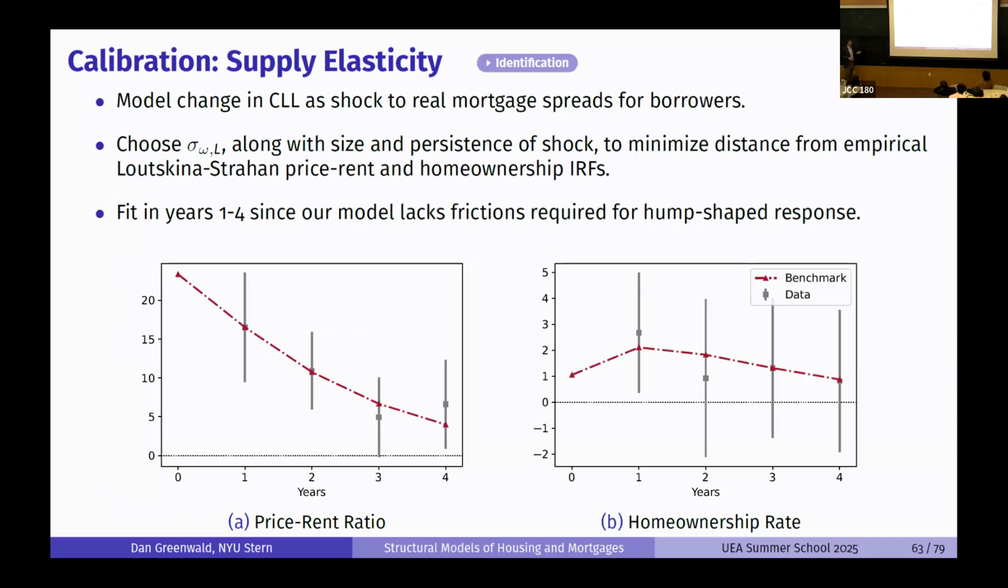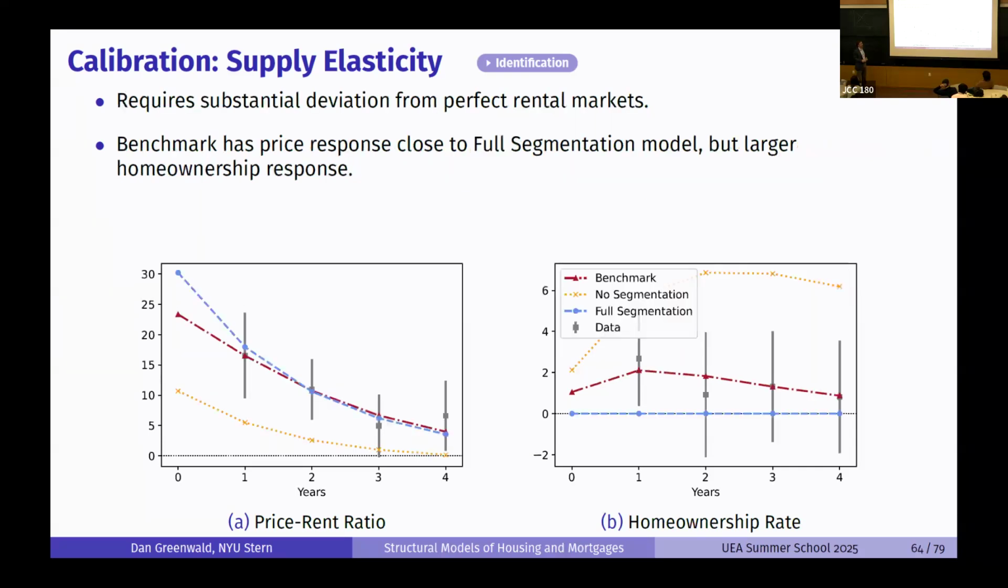What I'm going to do is fit, remember, the key parameter is this heterogeneity of the landlord omegas, right? Which is going to pin down the slope of supply. And what I'm going to do is basically choose this so that if I run my regression in the model, I can reproduce as closely as possible my findings from the data. These are my empirical findings for the price rent ratio and home ownership rate. And you can see that this is actually doing a pretty good job of fitting these, right?